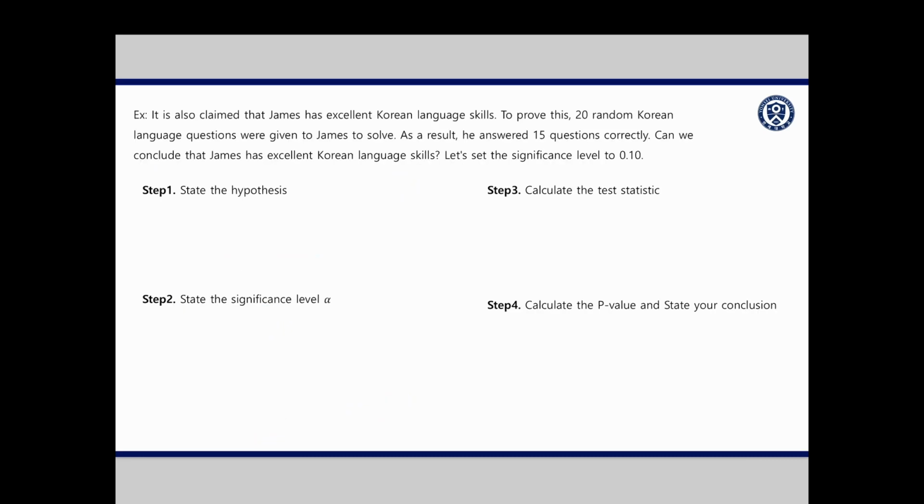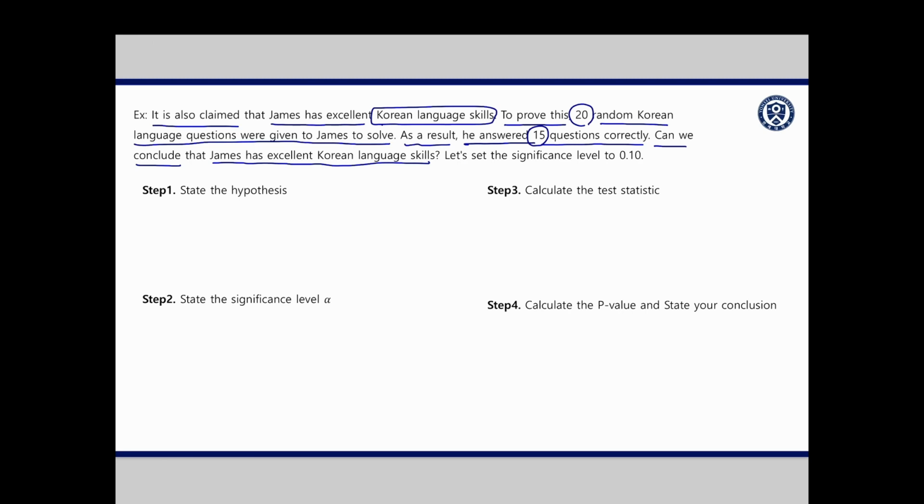Let's look at another question here. It is also claimed that James has excellent Korean language skill. Okay, to prove this, 20 random Korean language questions were given to James to solve. As a result, he answered 15 questions correctly. Can you conclude that James has excellent Korean language skills? Okay, and we set the significance level alpha equal to 0.1.